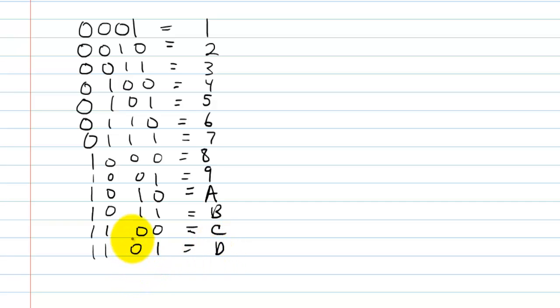Oh wait, I think there's something wrong here. Did I forget something? It's the A, B, C, D. This is 10, 11, 12, 13. Then if I want to do 14, it's 1110, because 8 plus 4 is 12, plus 2 is 14, C, D, that's E, and then 1111, that's equal to F, which is 15.